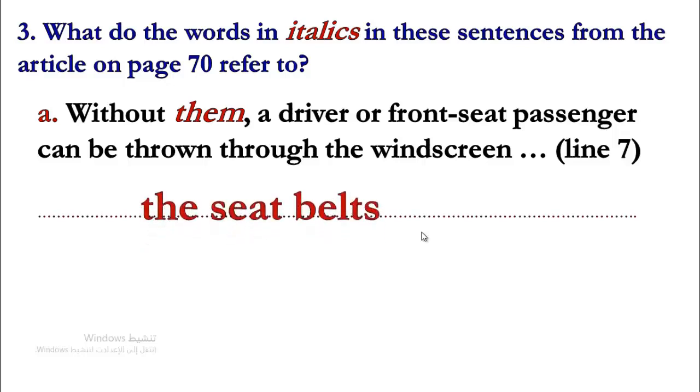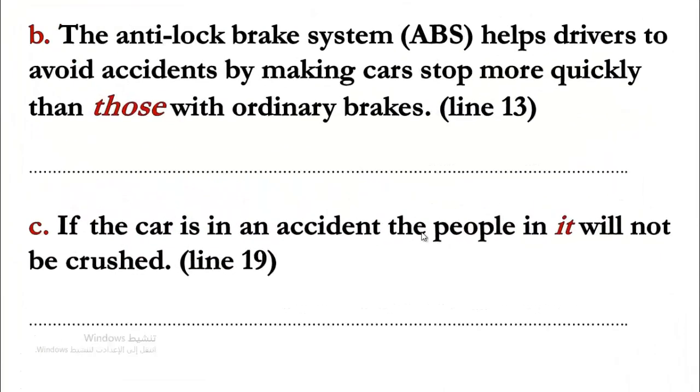Okay, number B. The anti-lock brake system ABS helps drivers to avoid accidents by making cars stop more quickly than those with ordinary brakes. Who are those? Yes, excellent. Cars. Cars with ordinary brakes and the cars with ABS. Excellent.